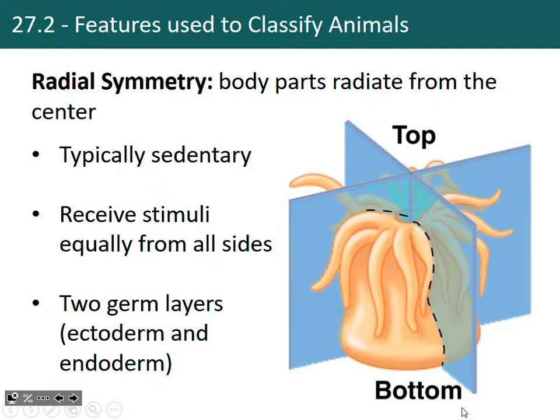Okay. This occurs in organisms that have two germ layers, the ectoderm and the endoderm, and we're going to talk about germ layers in just a second, and so you'll know what those are. But if you have two germ layers, you tend to be radially symmetrical.